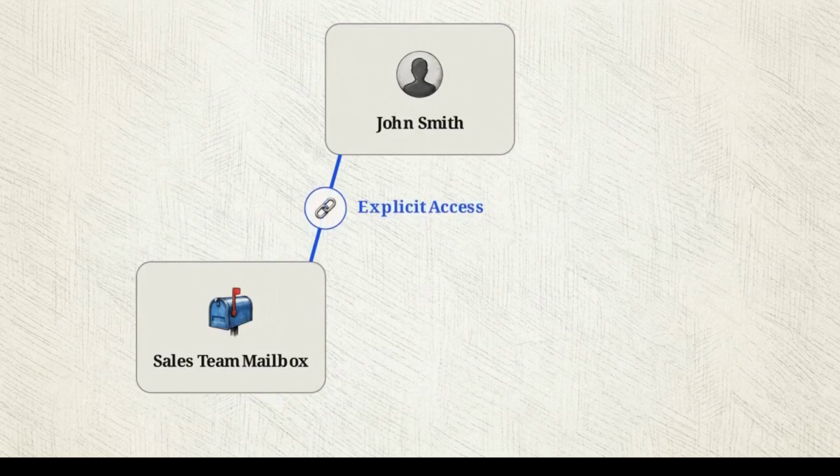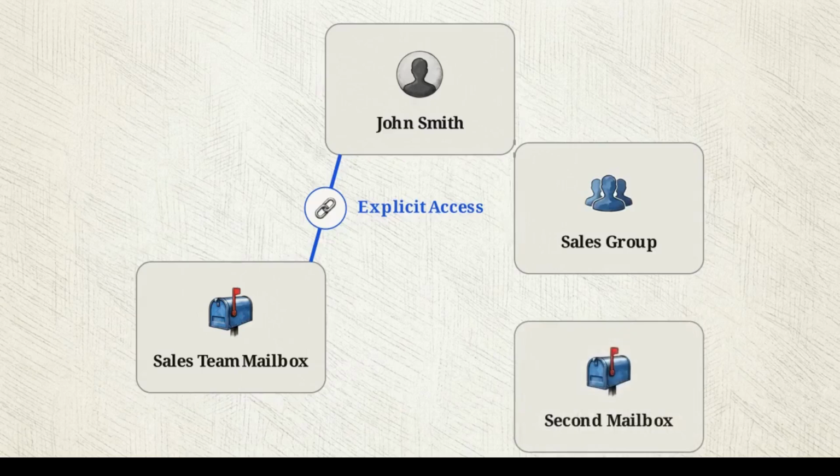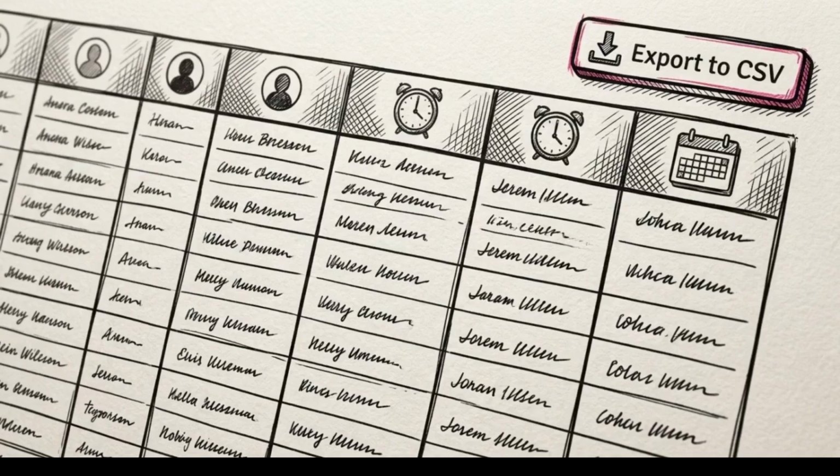This is explicit one-to-one access. But he also accesses a second mailbox through a group membership. This inherited access is routed through the sales group node. To document this, click Generate Audit Report. A detailed table appears with grantors, timestamps, and expiry dates. Hit Export to CSV to save a copy for your logs.